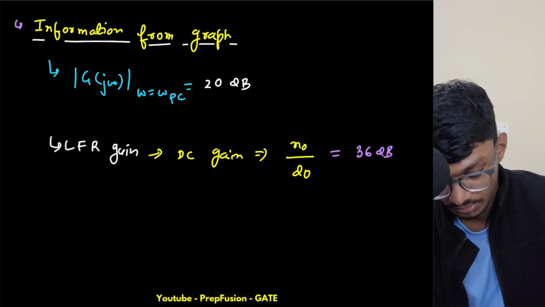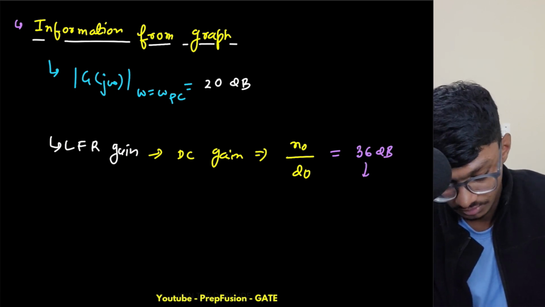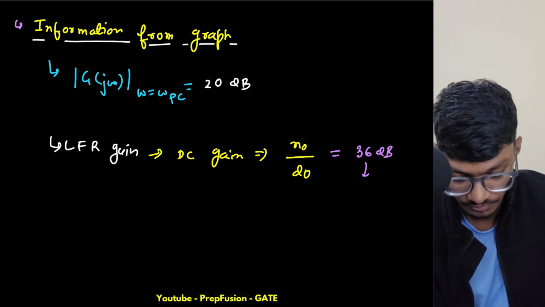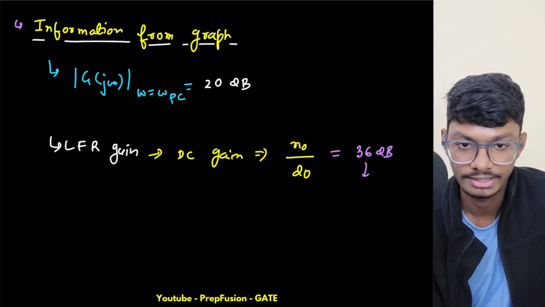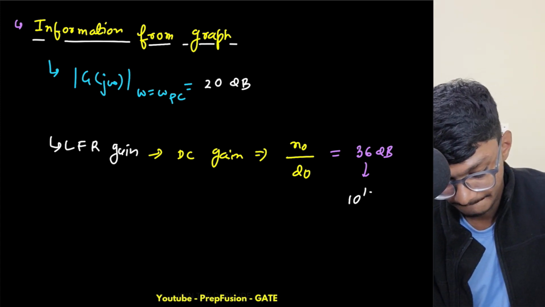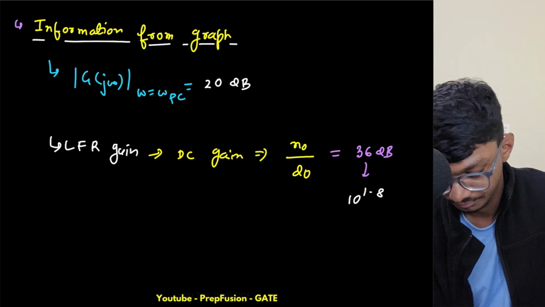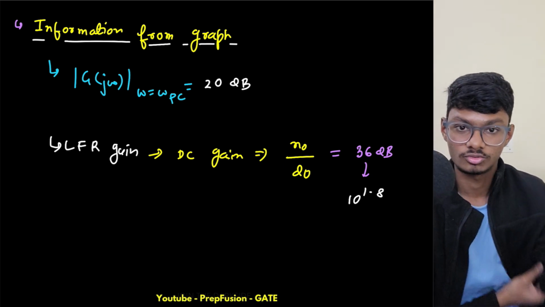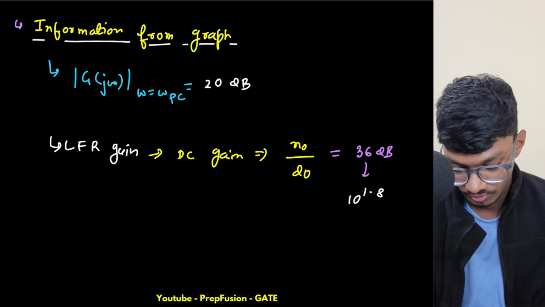36 dBs. Now you convert this into absolute scale. Simply, 20 log of N0 by D0 equals 36, so the log is 1.8, which means N0 by D0 is 10 raised to power 1.8.